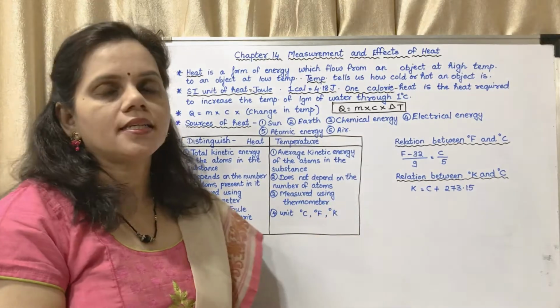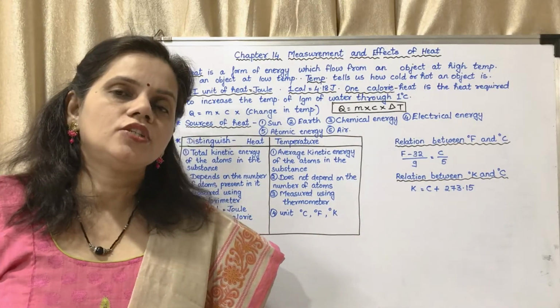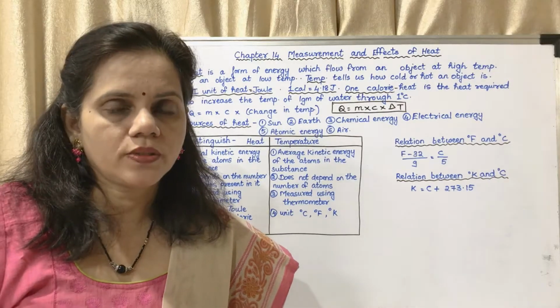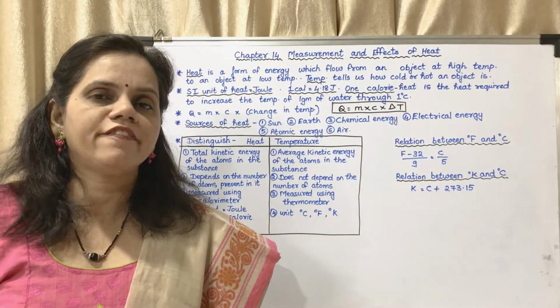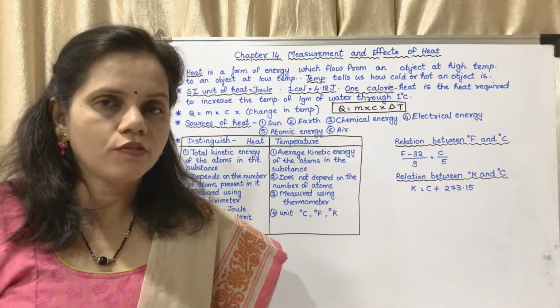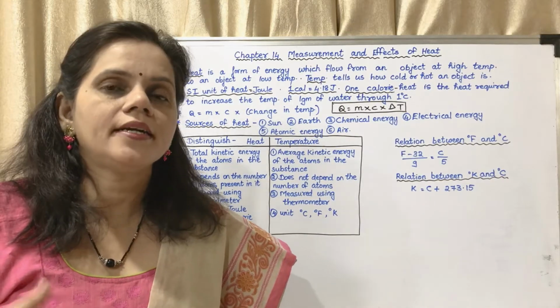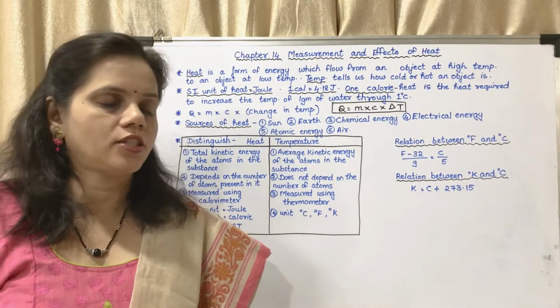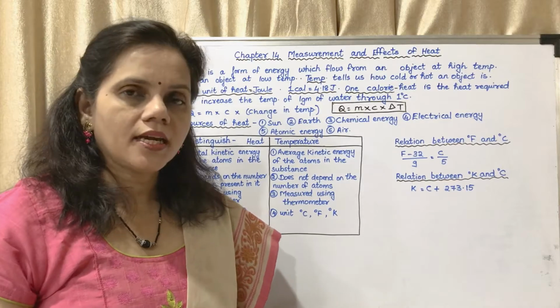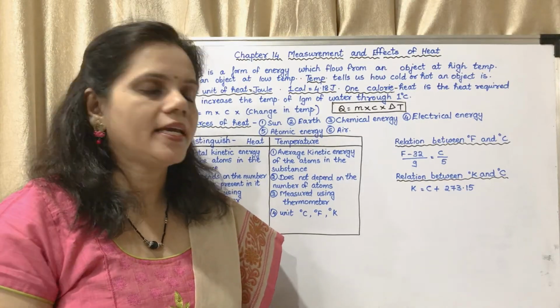Next is chemical energy. Chemical energy is due to the different chemical reactions which are taking place. For example, when a fuel is burned, combustion of fuel, heat is liberated. It is a type of chemical reaction. So, chemical energy can also produce heat.